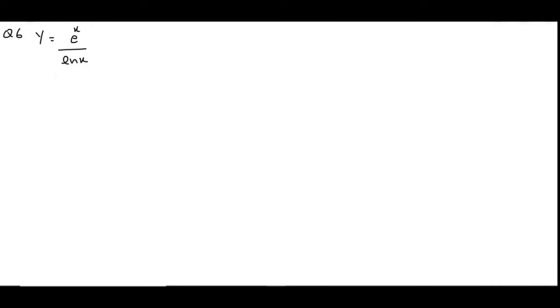Now question number 6, y is equal to e raised to power x divided by ln x. Now here we are going to use the quotient rule or division rule. So dy by dx is equal to ln x square, ln x d by dx, which is the derivative for the exponential function, minus e raised to power x and then the derivative for the natural log.